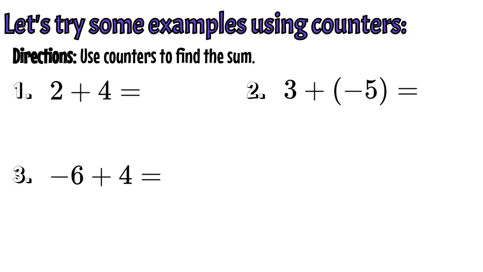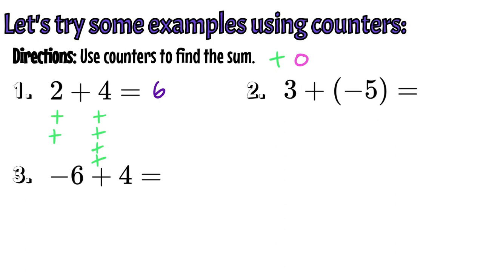Let's try some examples using counters. Remember, I'm using a green plus for positive numbers and integers, and I'm using a pink circle for negative. In number 1, we have 2 plus 4. So we have 2 positive counters, and then we have 4 more positive counters. So what we want to do is essentially add up all our counters, right? In this case, we don't have any that add to be 0 or undo each other. And so we just have the answer 2 plus 4 is equal to 6 because there are 6 total pluses.